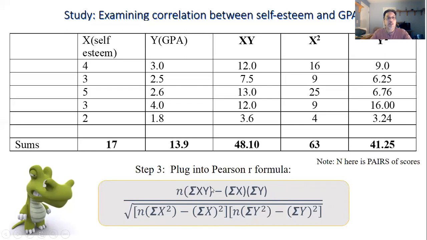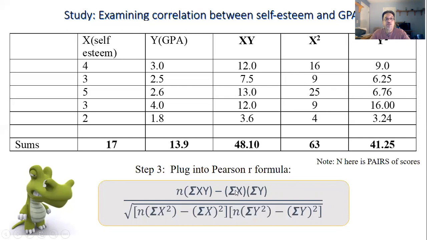So I know that I'm going to need to do an xy column. That's why I put xy first rather than x squared or y squared, which would probably be how I would have done it normally. But xy is the first column that I'm going to need to calculate. It's right here. I know that by looking at the formula.